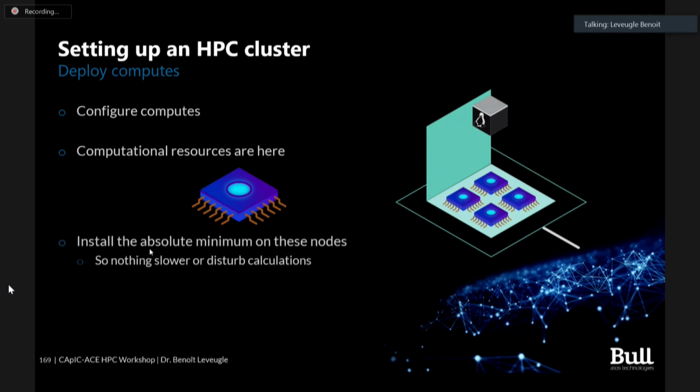You have to install the absolute minimum here because you want to get the maximum performance. So make them light, okay? Nothing too slow or that disturbs calculation. You also have to consider this node as cattle.